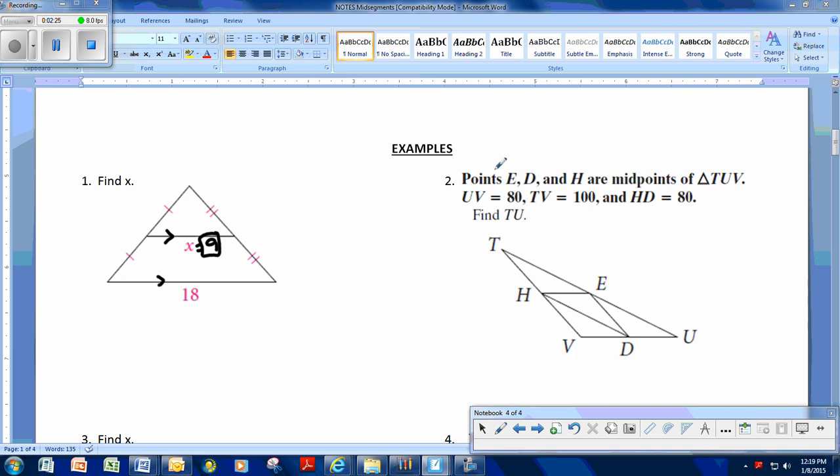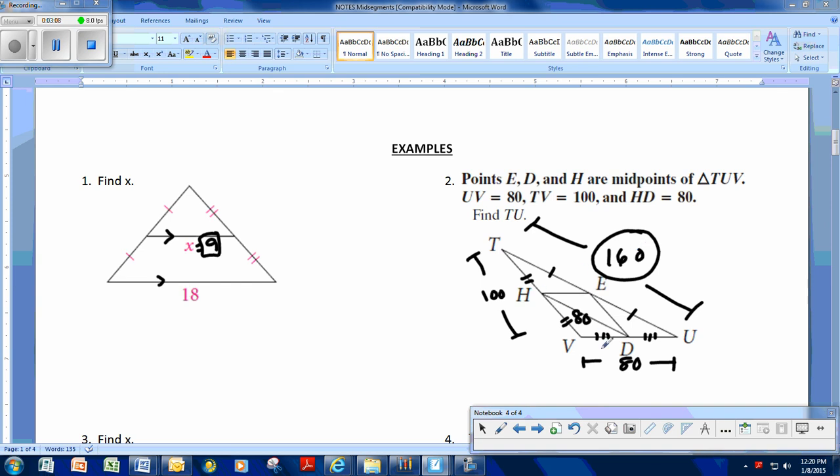The second problem here, we've got 3 points on this triangle. These are all midpoints, so these are congruent, those are congruent, and these are congruent. I'm going to go ahead and label this information. UV is 80, so this is 80 over here. TV is 100, and HD, that's this midsegment, is 80. And it says find TU, which is this length right here. TU is the side, so I know that this side is going to be double this midsegment, so this is going to be 160.